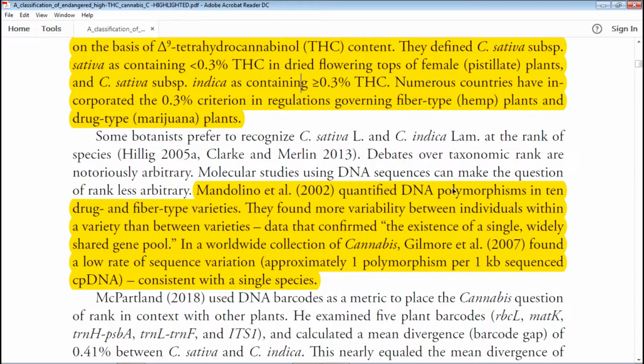Mandolino quantified DNA polymorphisms in 10 drug and fiber-type varieties. They found more variability between individuals within a variety than between varieties, data that confirmed the existence of a single widely shared gene pool. In a worldwide collection of cannabis, Gilmore found a low rate of sequence variation, approximately 1 polymorphism per 1 kb of sequenced DNA, consistent with a single species.